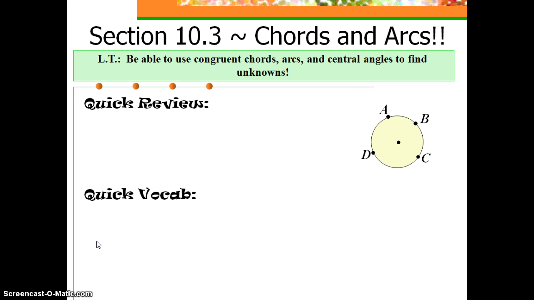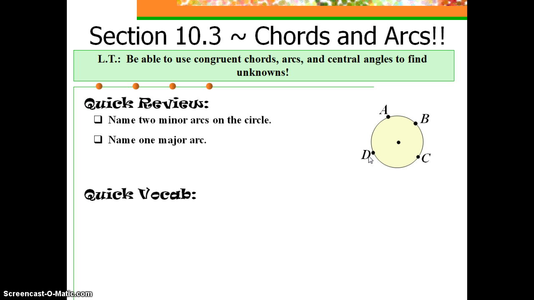So as a quick review, name two minor arcs on the circle. Remember that arcs are just part of the circumference. A minor arc has to be less than 180 degrees. For example, AB could be a minor arc, BC is a minor arc, AD is a minor arc, and DC is a minor arc.